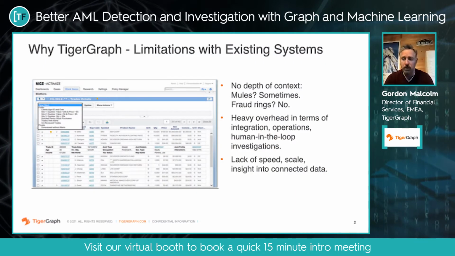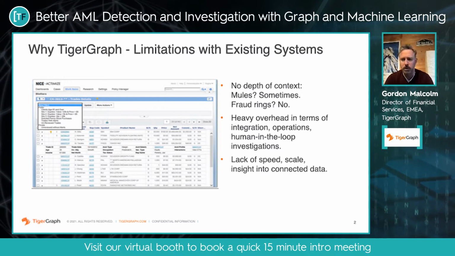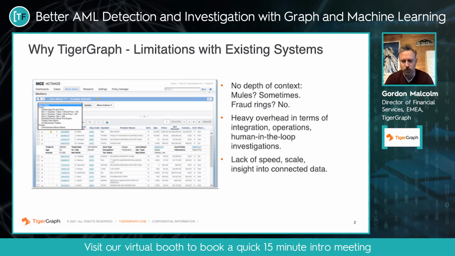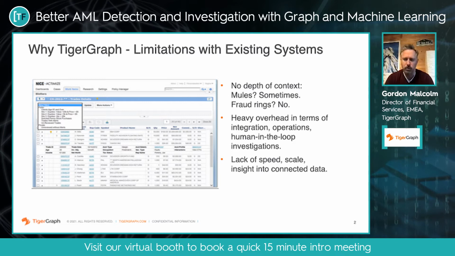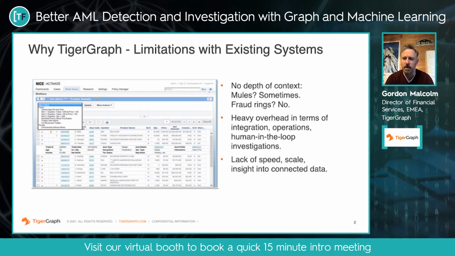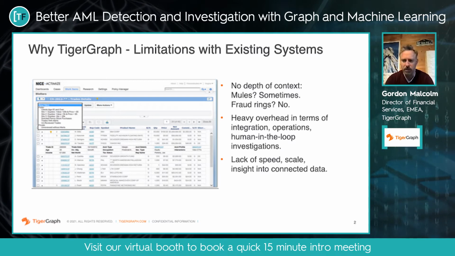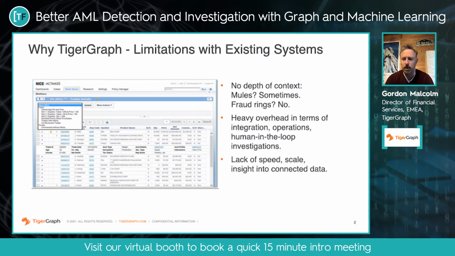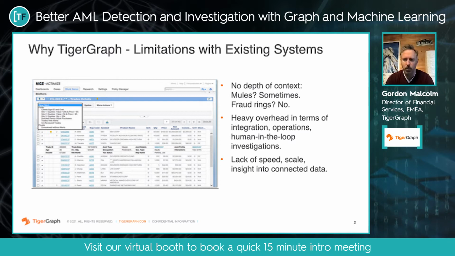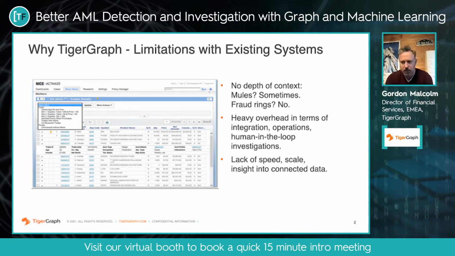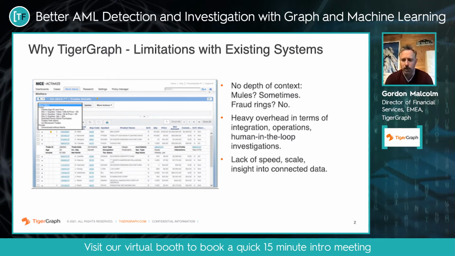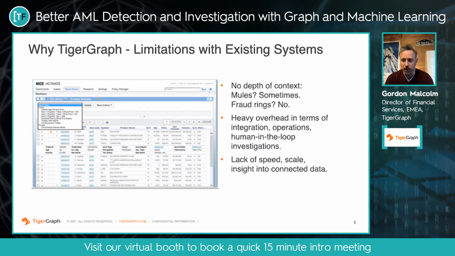So first, I'd like to stress that the workbench I'll be demonstrating today, whilst it can be a standalone solution, is not a rip and replace for those that already have existing systems in place. It very much complements them. Today's AML investigation analytics systems provide only a narrow, static view of point transactions. They lack context, they have a heavy overhead in terms of human interaction, and they lack speed and scale.